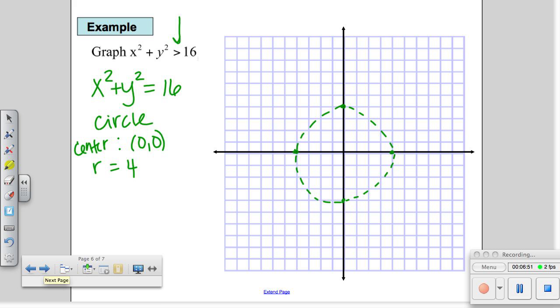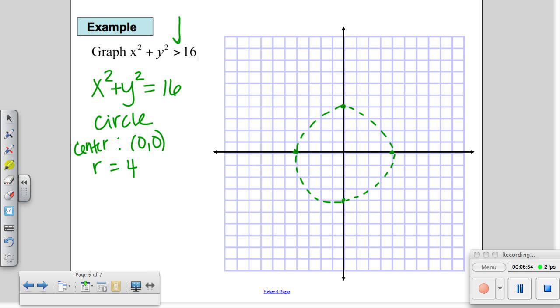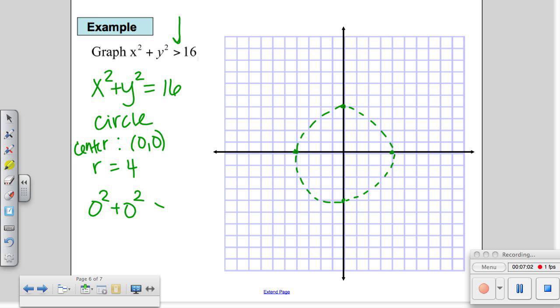Now, just like before, we're going to test a point. I'm going to use 0, 0. Remember, it's okay because it's the center. It's not on the circle. I'm going to get 0 squared plus 0 squared is greater than 16. And this is a false answer. So that means I'm going to shade outside the circle.